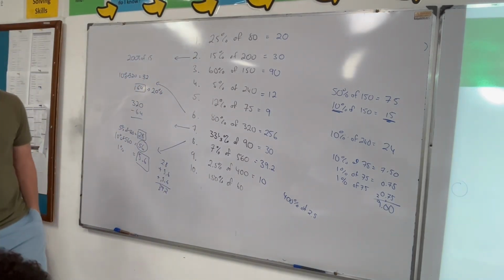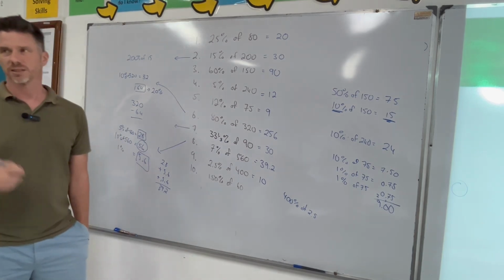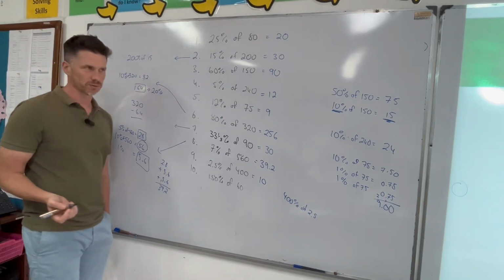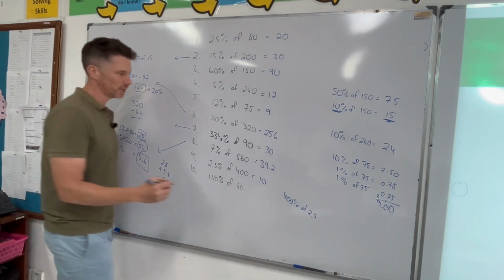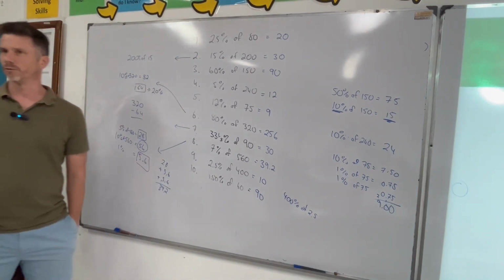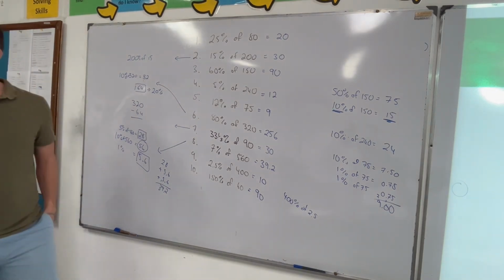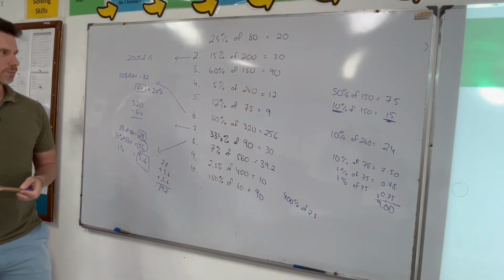And the last one, 150% of 60. Well, 100% of 60 is 60. So what's 50% of 60? 30. Put those together and we get 90. Very good. So a few different range of methods there. None we actually did out the multiplication way, really straight up multiplication.